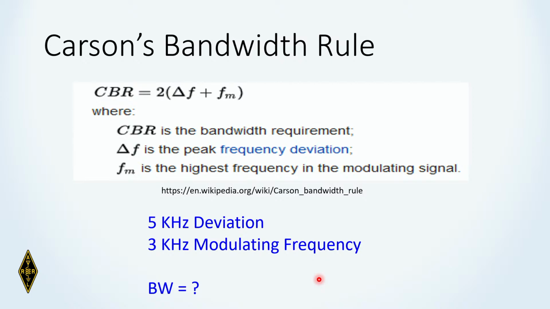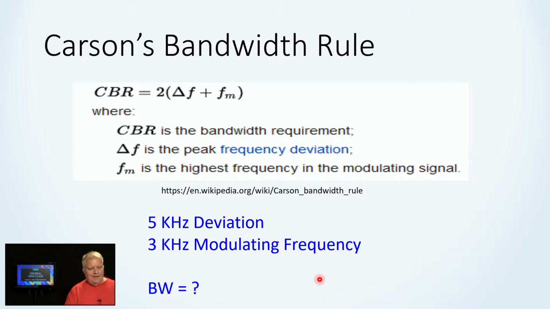We're moving right along. Carson's bandwidth rule. How wide is an FM signal? I don't think this has anything to do with Johnny Carson, but it has to do with the deviation amount and the highest modulating frequency. And so for a voice signal, it would be 3 kilohertz. And for standard deviation in our world in amateur radio, it's 5 kilohertz. So it's 5 plus 3 times 2. So in this case, the bandwidth for our standard signals is 5 plus 3 times 2, or 16 kilohertz. That's Carson's bandwidth rule for FM.